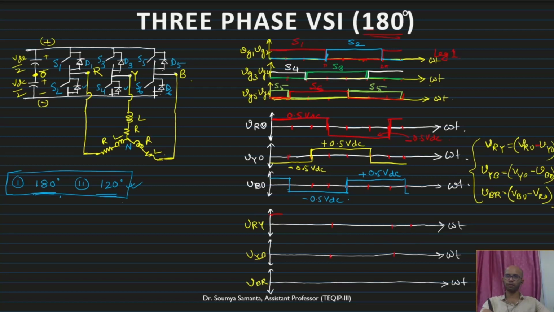This is 2 pi, this is pi. I am taking one more 60 degree here to find out the continuation. So basically this is 60, 120 degree, 240, 300. So this is how we are dividing. For the first 120 we are getting positive VDC. Then what are we going to get? This point is plus VDC by 2, and this is also plus VDC by 2.